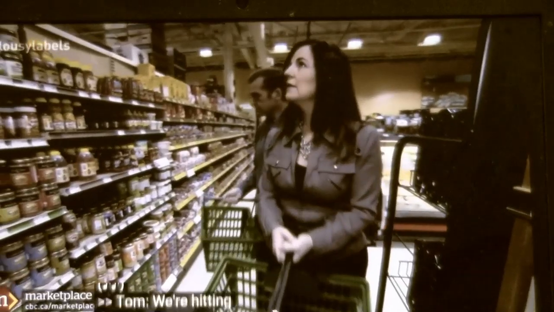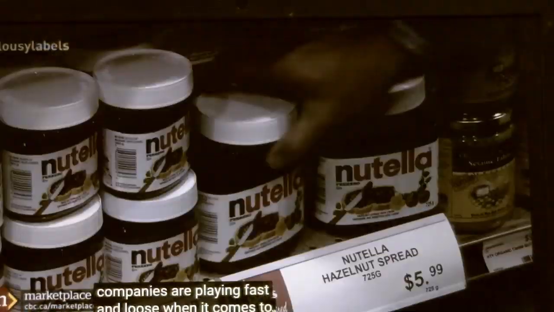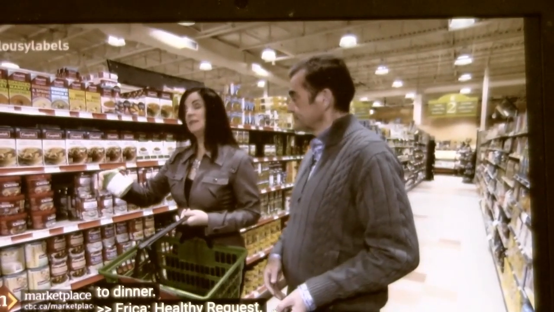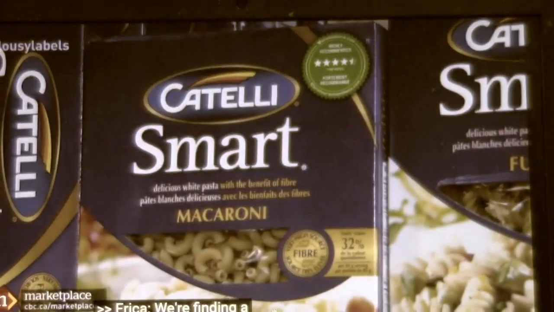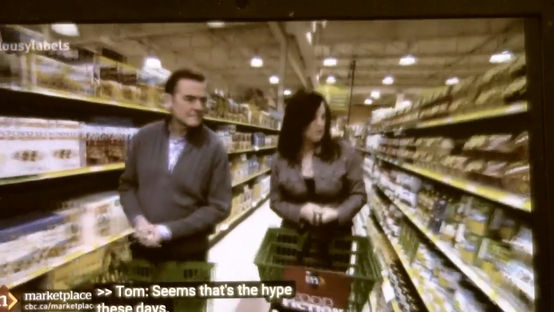Grocery store, baskets in hand, eyes focused on popular food products. Investigating whether companies are playing fast and loose when it comes to food labeling. Start the day with Nutella. Everything from breakfast to dinner. Healthy request. Sounds good. I'm sold. We're finding a healthy diet of food claims. 100% natural, garden vegetable. Bread with veggies? Seems that's the hype these days. But are company claims supported by the facts, or is it just food fiction?